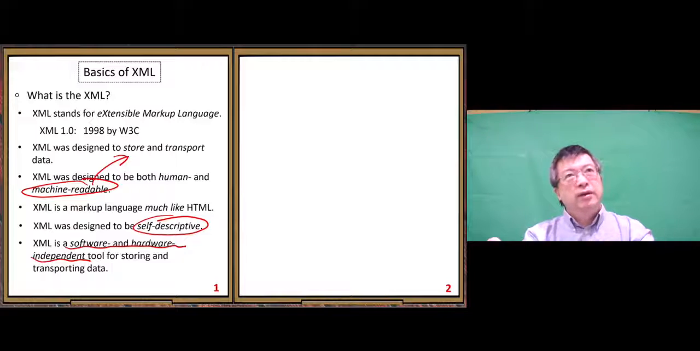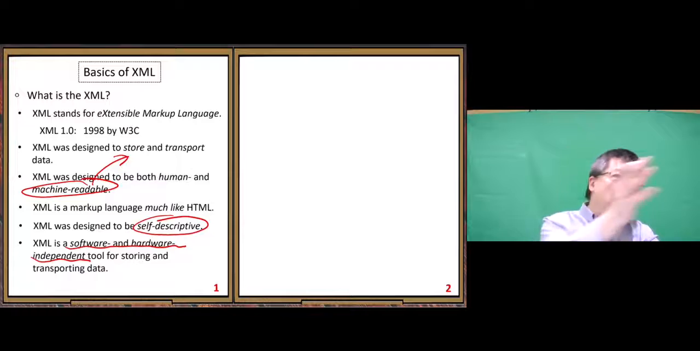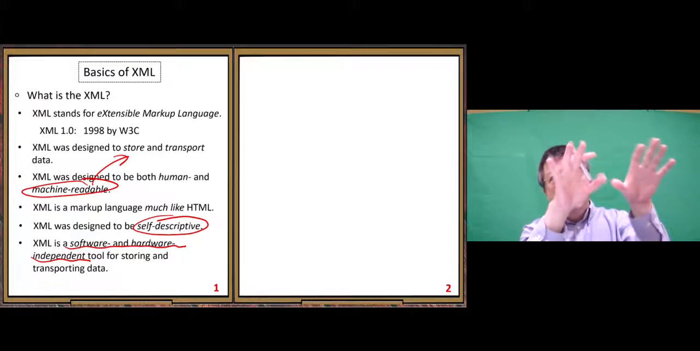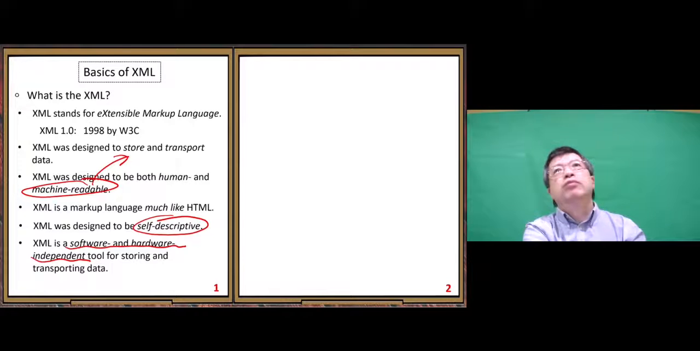Right now, web pages, HTML is hardware independent, right? So that's easy. But software independent is a little harder to understand. Software independent. It does not rely on any software. Okay? So XML is something like a generic way to store and transport data.